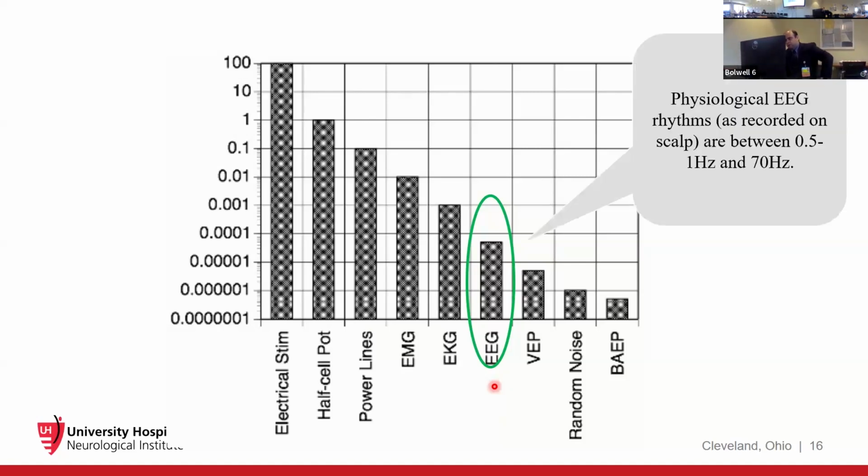Now, physiological EEG rhythms, as you record them on the scalp, are usually between 0.5 or 1 hertz to 70 hertz. That is the range. So that is why filters are set up like that. So even if there's going to be more noisy signal, because you're going to filter the noise out, you try to get the signal acquired in this bandwidth, okay?